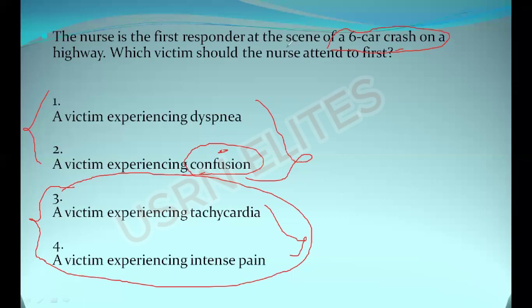So when someone is conscious, in a normal circumstance, we expect the person to be oriented. So if you are conscious and you are not oriented, we take it as maybe you are confused. So confusion has something to do with your level of consciousness.